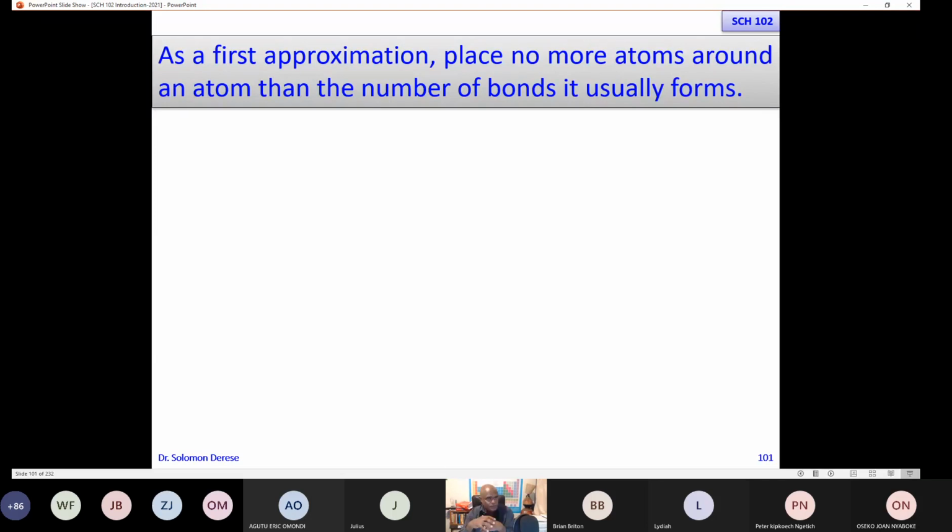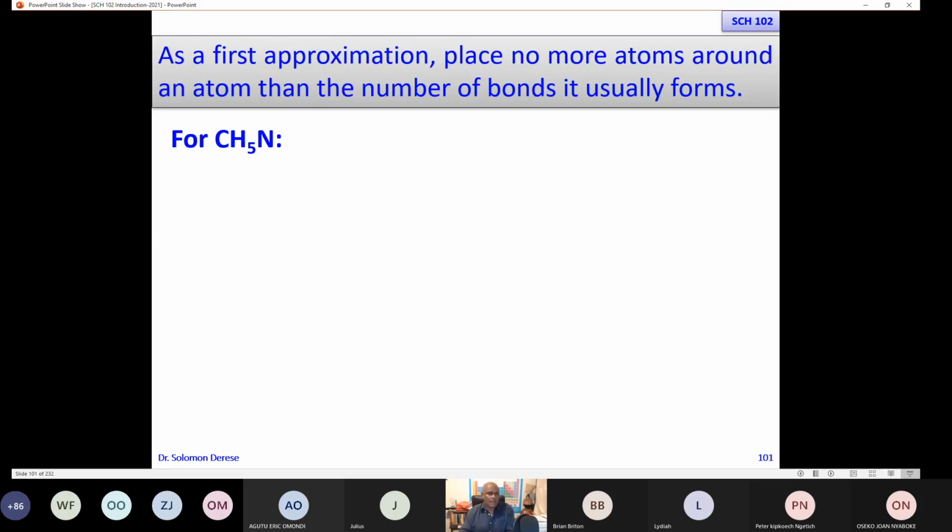For example, if you have a carbon, we know carbon forms 4 bonds. If you have a nitrogen, we know nitrogen forms 3 bonds. If you have an oxygen, we know oxygen forms 2 bonds. So when you surround the atom, you should not surround it by atoms more than the number of bonds it usually forms. If it's a carbon, surround it by 4. If it is a nitrogen, surround it by 3. If it is an oxygen, surround it by 2. This is just a first approximation.